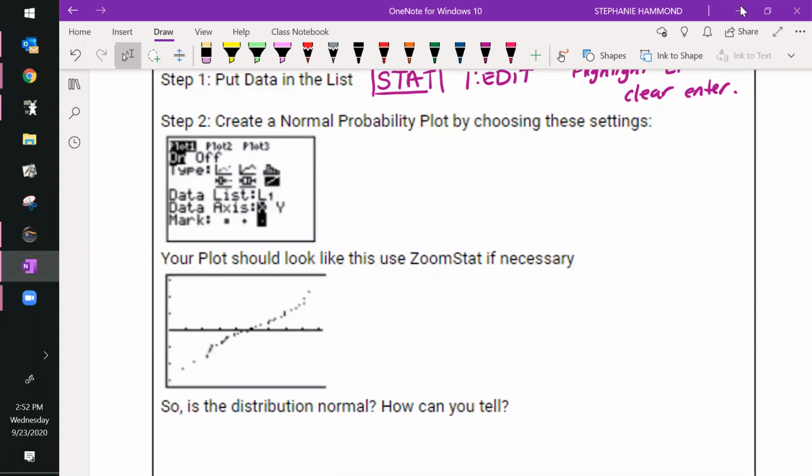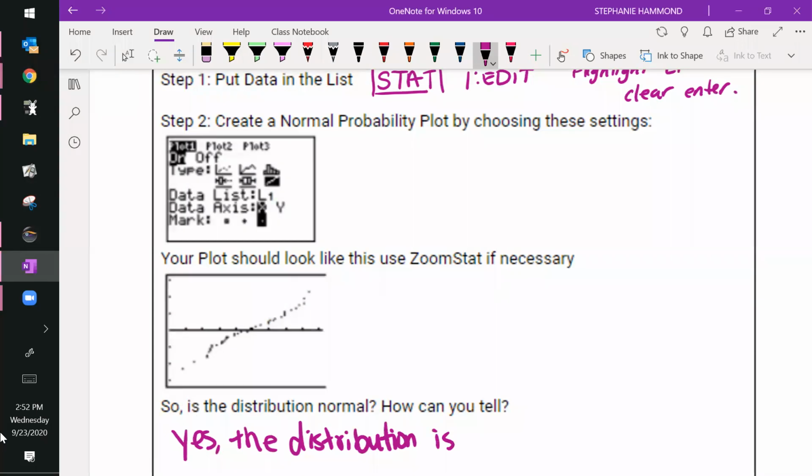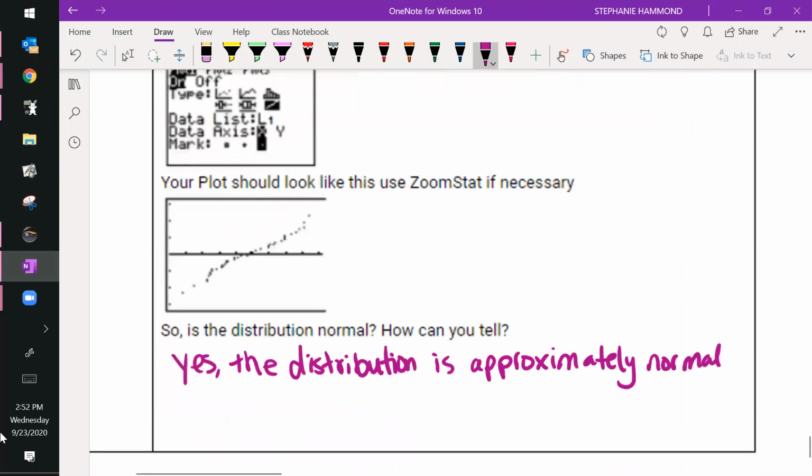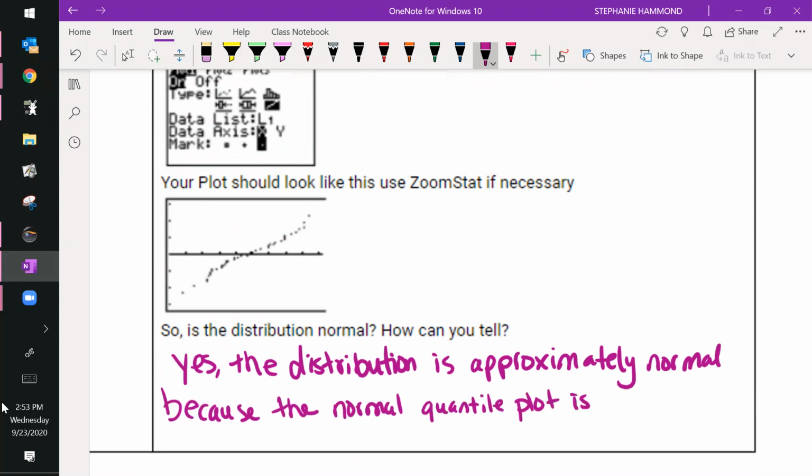Is this distribution normal? How can we tell? Yes, the distribution is approximately normal because the normal quantile plot, or normal probability plot, same thing, is approximately linear. And that's it.